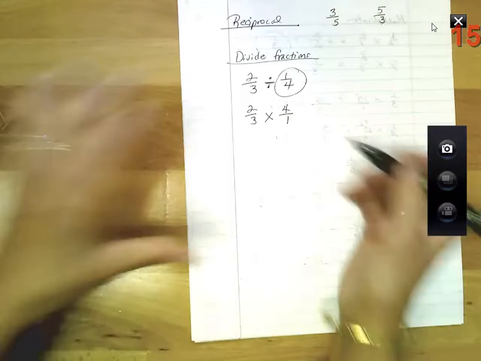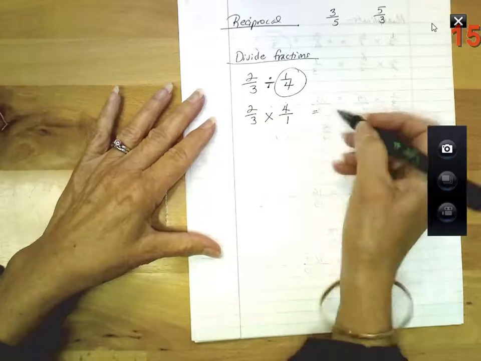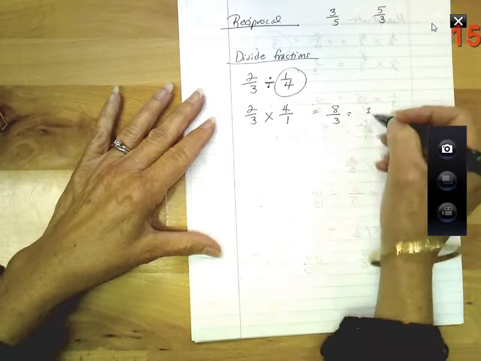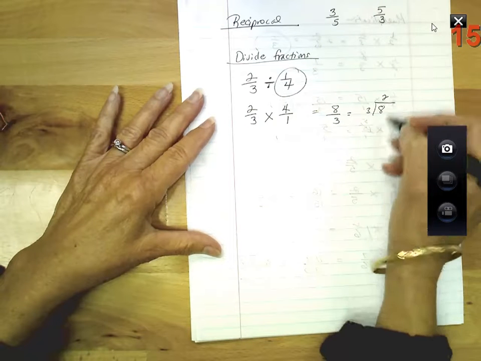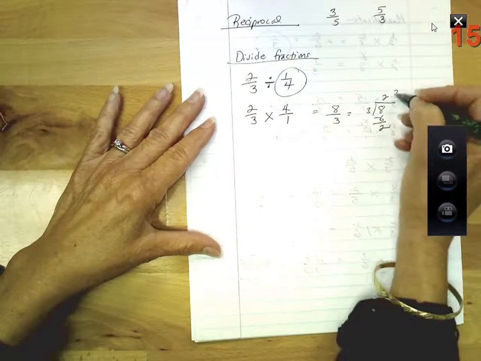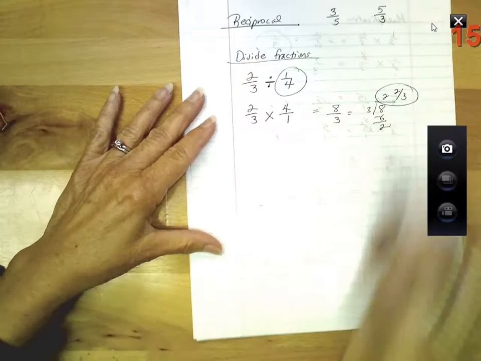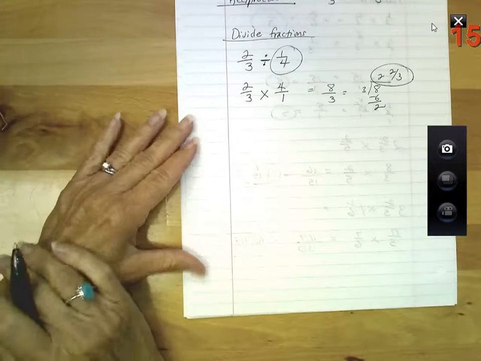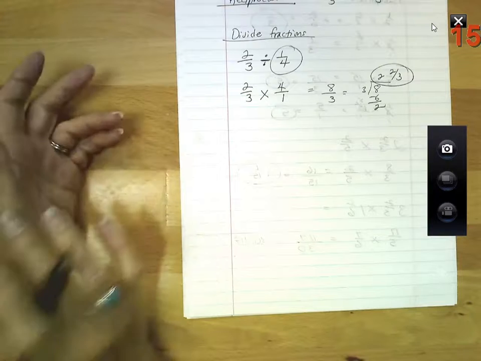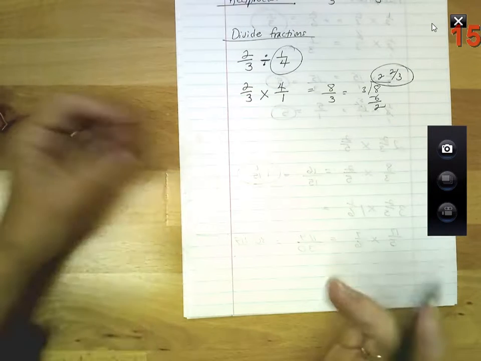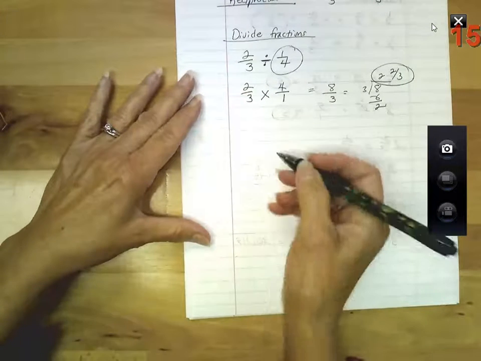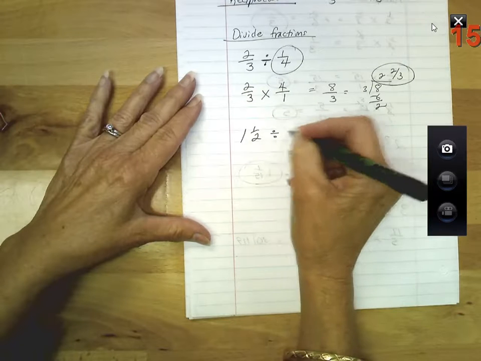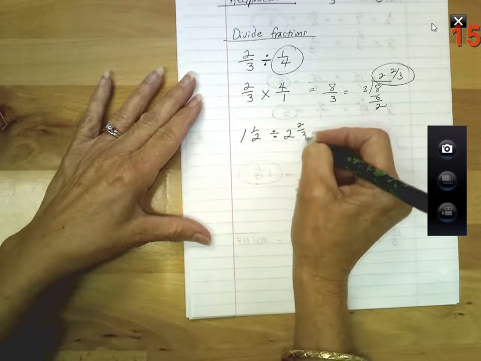Just the second one. Nothing will cancel, so 2 times 4 is 8, 3 times 1 is 3. Divide 3 into 8. So 2 and 2/3. Questions? It's pretty easy. But of course, we have to get to the more complicated ones.